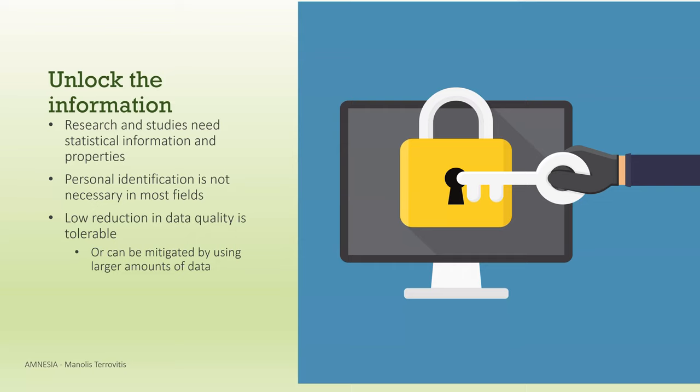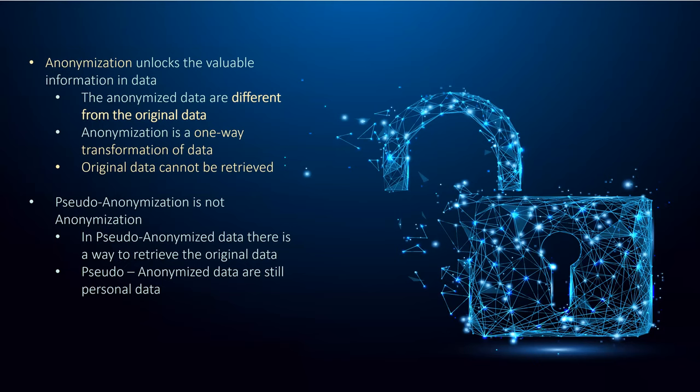So what anonymization does, it unlocks the potential of the data by removing the barriers of GDPR. When we want to use data for research or marketing or some kind of knowledge extraction process, we're not really interested in the personally identifying information, but we're mostly interested in statistical properties, in patterns, in hidden knowledge artifacts. So the idea of anonymization is to remove the personally identifying information and preserve the interesting knowledge in the data.